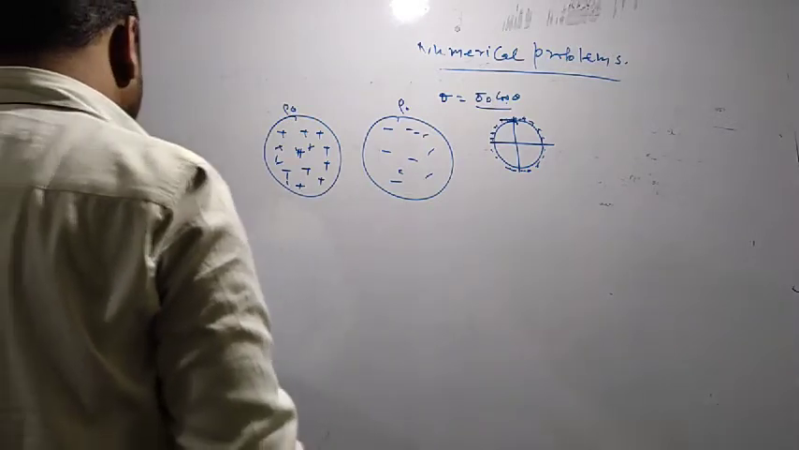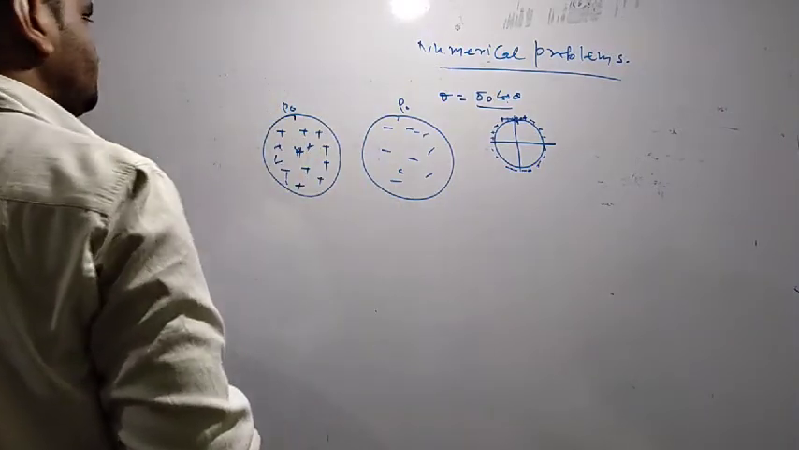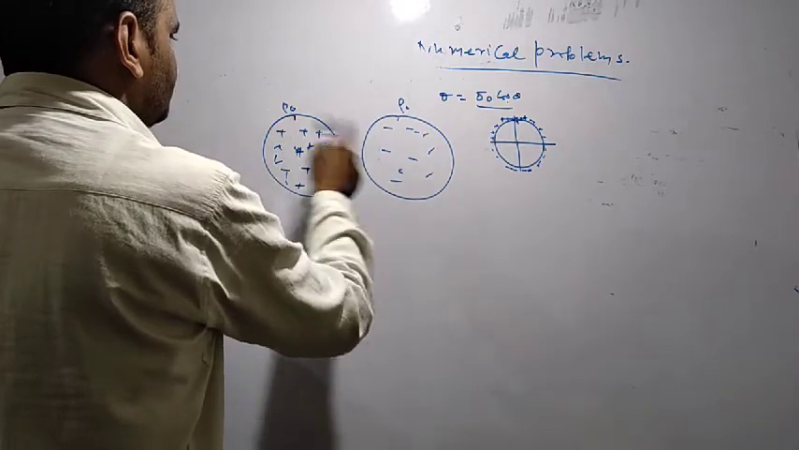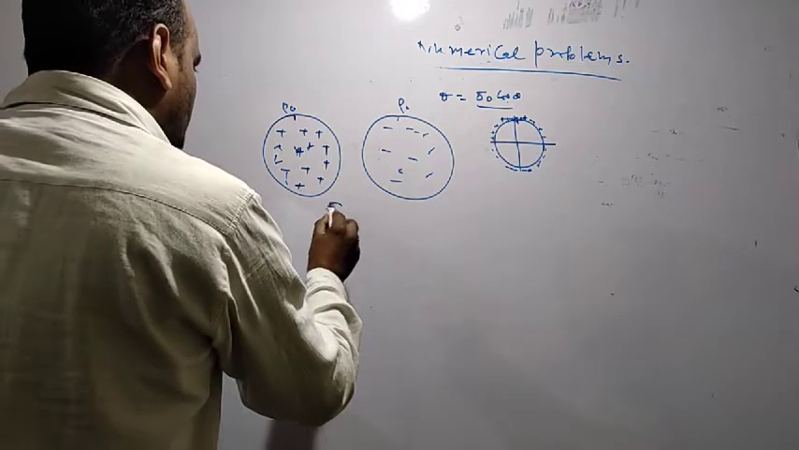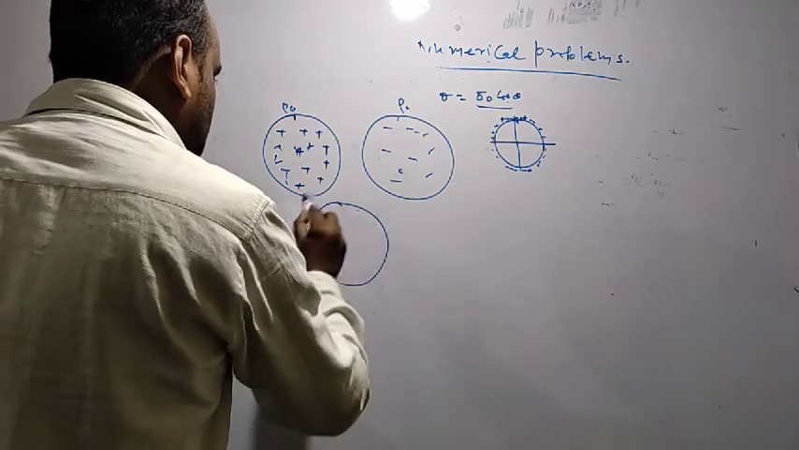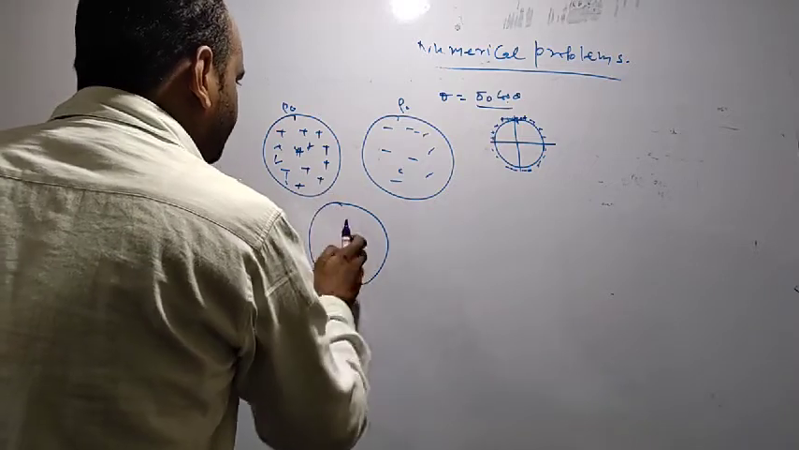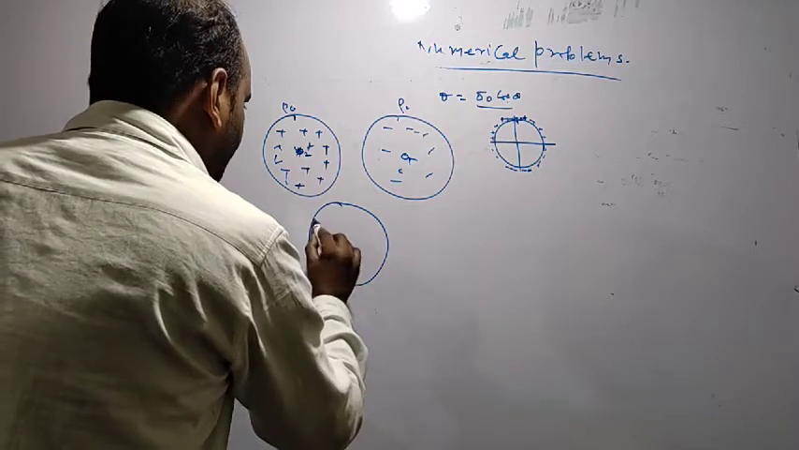Is it going to happen? Yes, but superimpose this charge with this charge. What will happen? Put this here and shift it: the center is O1, the other center is O2, and it is like this. Shift it.